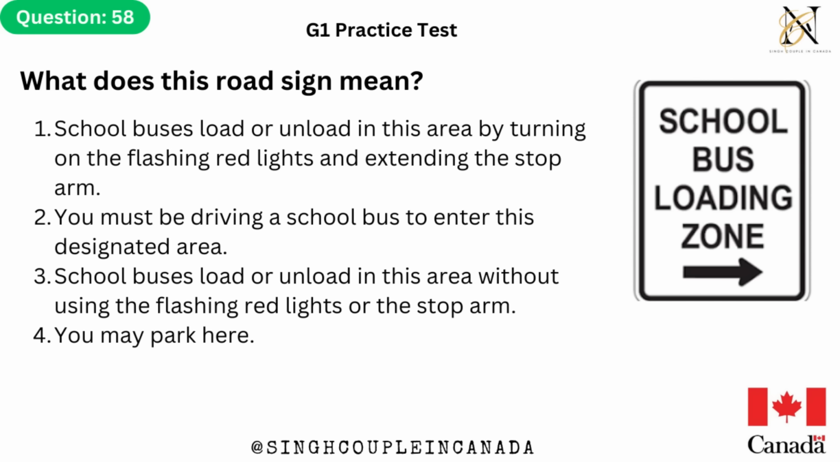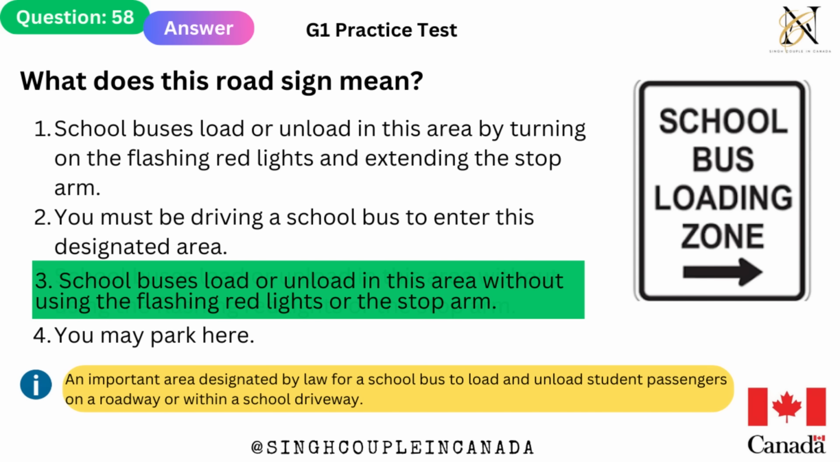What does this road sign mean? 1. School buses load or unload in this area by turning on the flashing red lights and extending the stop arm. 2. You must be driving a school bus to enter this designated area. 3. School buses load or unload in this area without using the flashing red lights or the stop arm. 4. You may park here. The answer is 3. School buses load or unload in this area without using the flashing red lights or the stop arm. An important area designated by law for a school bus to load and unload student passengers on a roadway or within a school driveway.